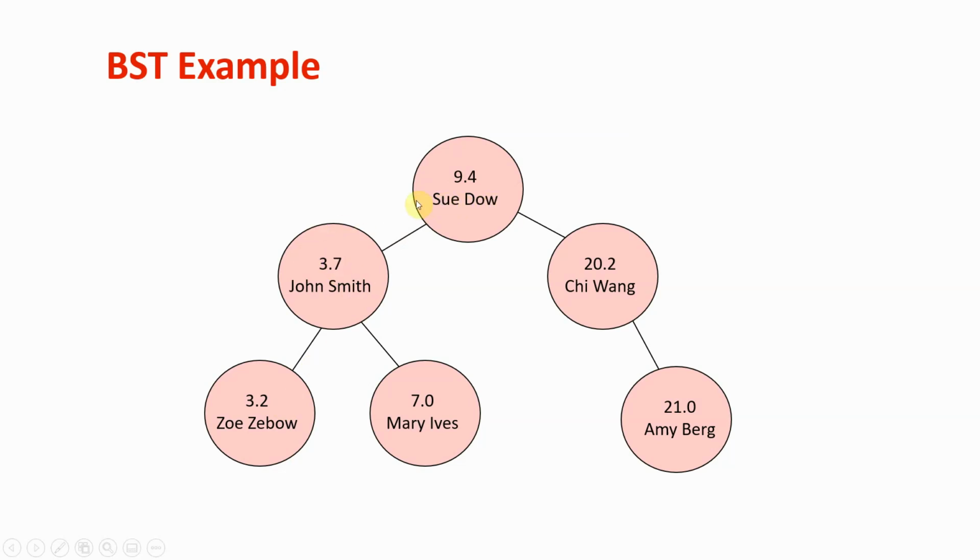Here you see that if we consider the strings, this is not a binary search tree, because of this case: Z comes after J in the alphabetical order. But let's just focus on the double values. You see that 3.7 is smaller than 9.4, 3.2 is smaller and 7 is smaller, 20.2 and 21 are bigger than 9.4. The same thing for this node: 3.2 is smaller than 3.7, 7 is greater than 3.7. Here, for this node, 21 is greater than 20.2, right? So this is an example of a BST if we consider the double values.